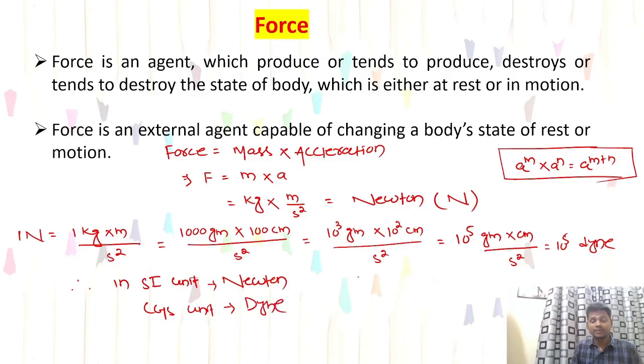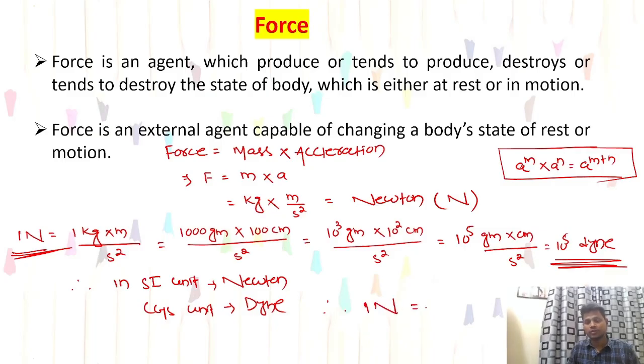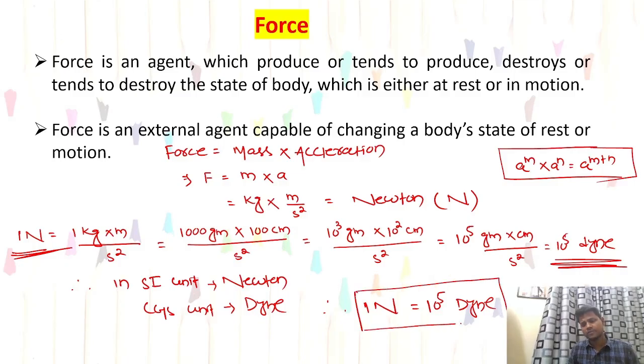And as I have converted 1 Newton to 10 to the power 5 dyne, we can say 1 Newton equals 10 to the power 5 dyne. This is very, very important. 1 Newton equals 10 to the power 5 dyne. Understood? I hope everything is clear.